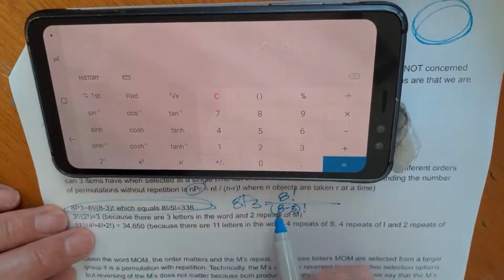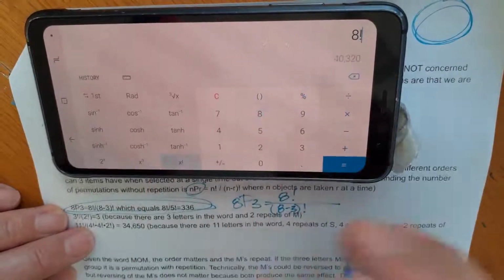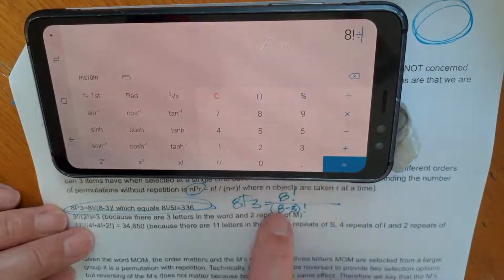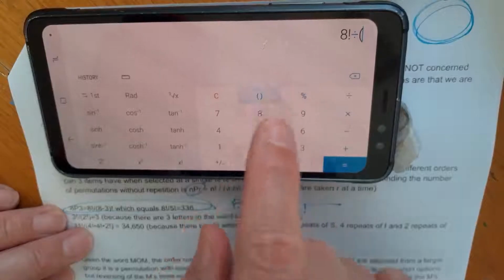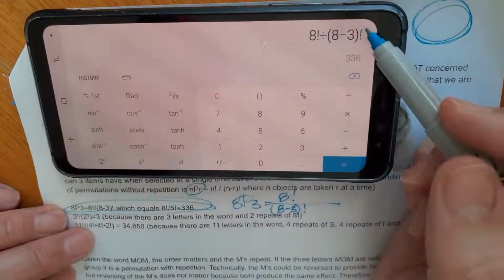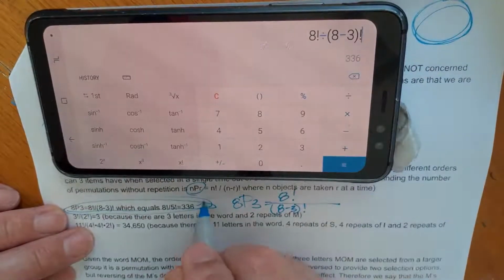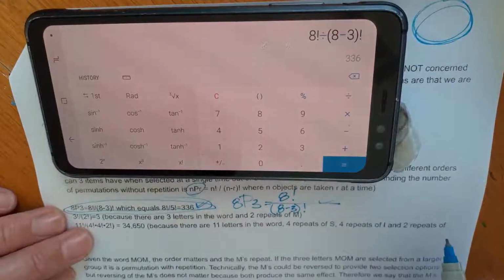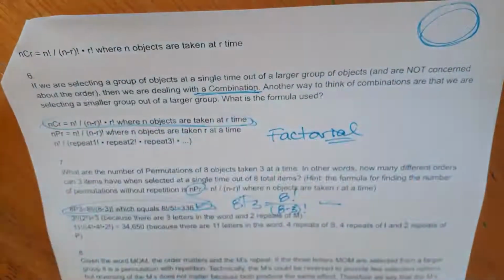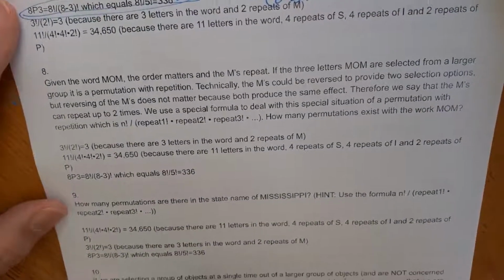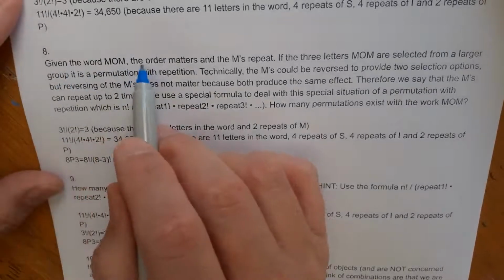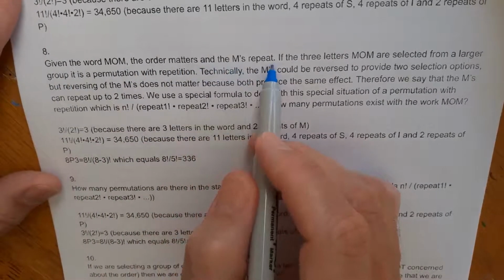Clear this out, and let's do 8 factorial right here, divided by parentheses 8 minus 3, parentheses, and now we put the factorial on the parentheses. 336, check, check. All right, I want you to run through the math as part of this whole thing and use your calculator. Practice. It's telling you the answer. Go ahead and practice. You've got this video to watch to help you to get it right as you type it in.